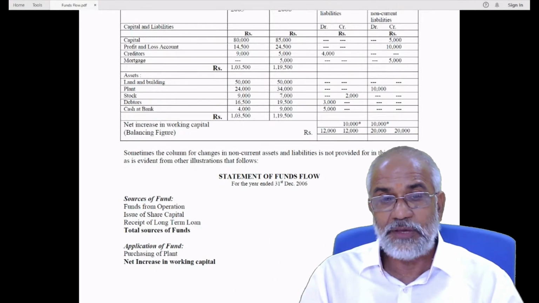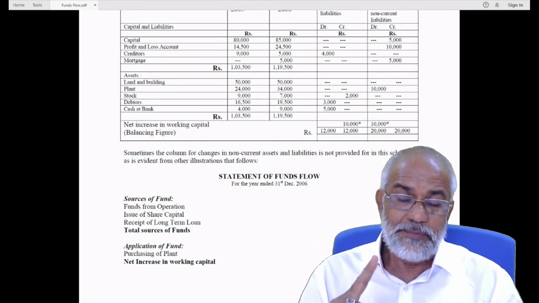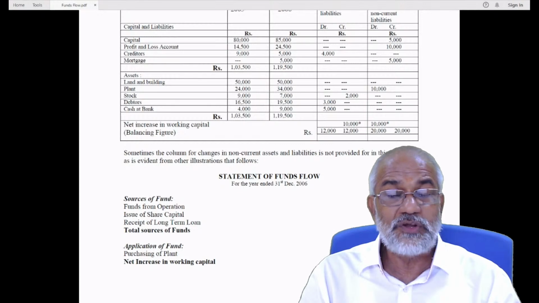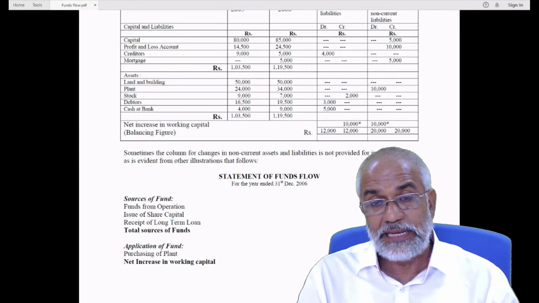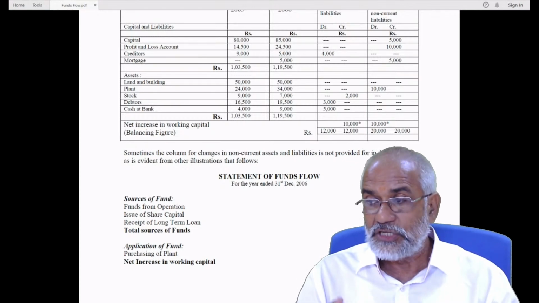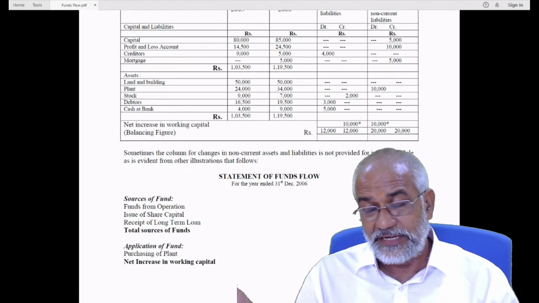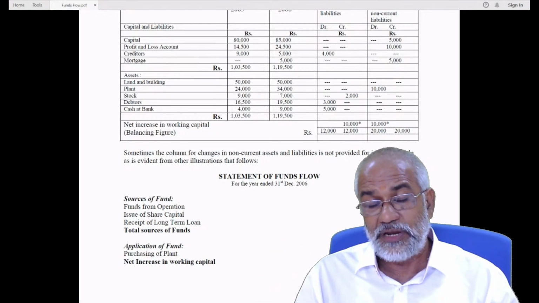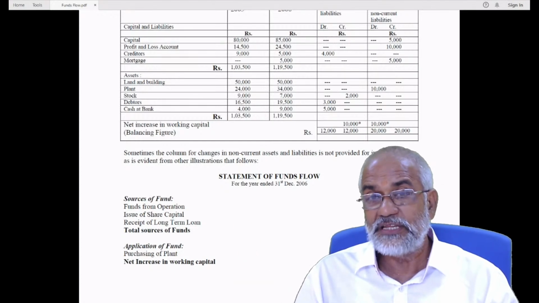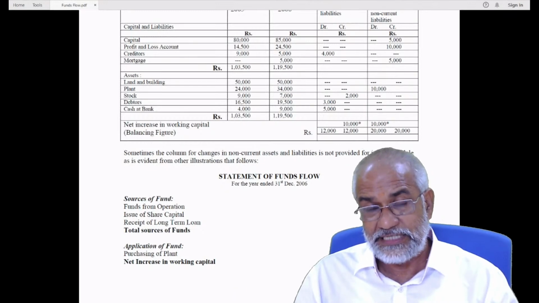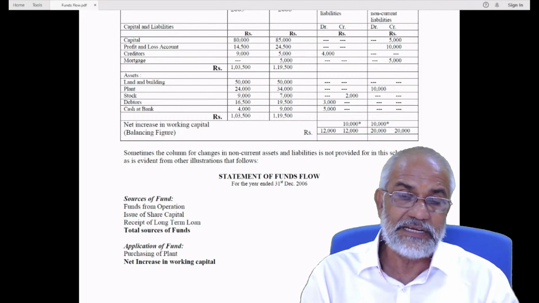Thereafter, the balancing of the memorandum profit and loss account, or the adjusted profit and loss account, has to be done. If the balancing figure in the memorandum PL account is coming in the debit side, then it is funds lost in operation, FLO. If it is appearing in the credit side or the credit column, it would be funds from operation. Funds from operation if the balancing figure is appearing in the credit side, funds lost in operation if the balancing figure is appearing in the debit side.